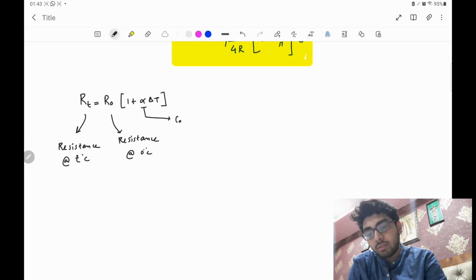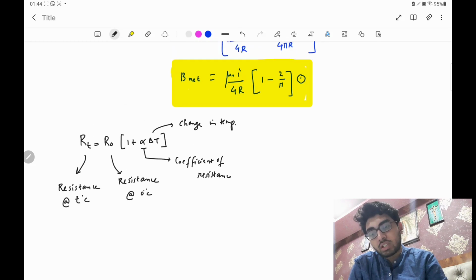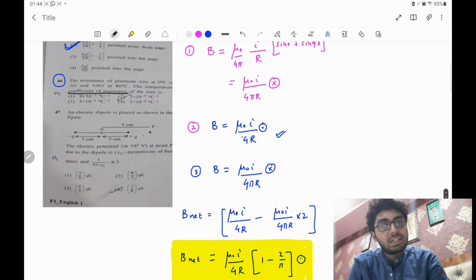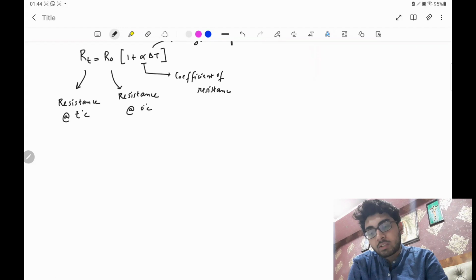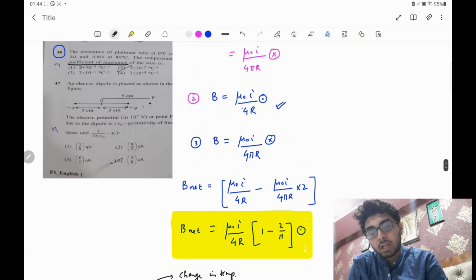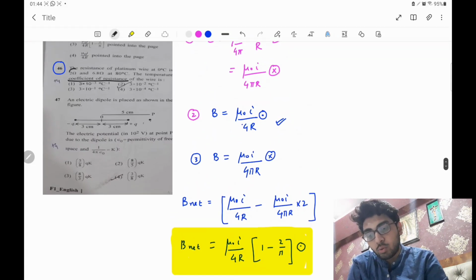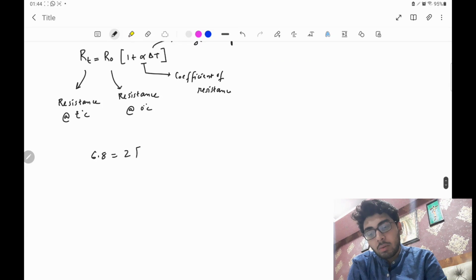Okay, so this is the coefficient of resistance, and delta T obviously is denoting the change in temperature. Okay, so now according to your question, RT, that means at 80 degrees Celsius, is 6.8 ohm. What is R0? That is the resistance at 0 degree Celsius, given to be 2 ohm. So this is 2 into 1 plus alpha, and what is delta T? Obviously that will be 80 minus 0, and you just have to solve for alpha.